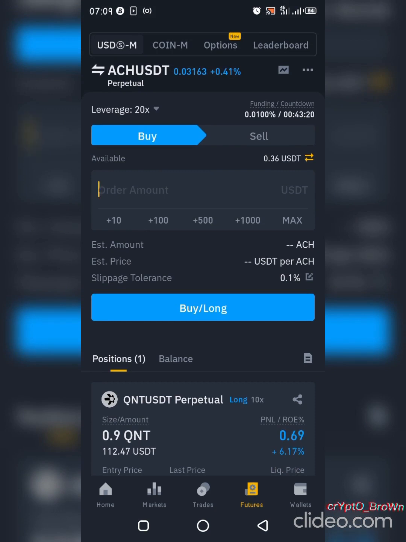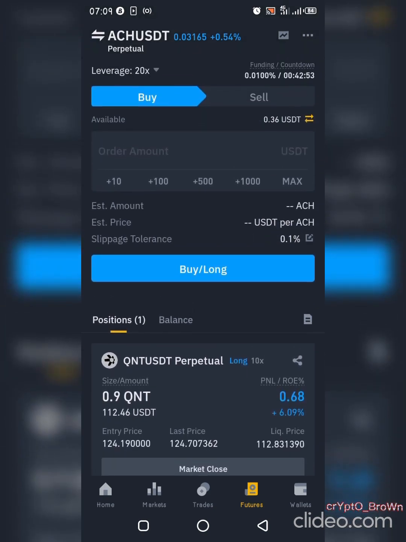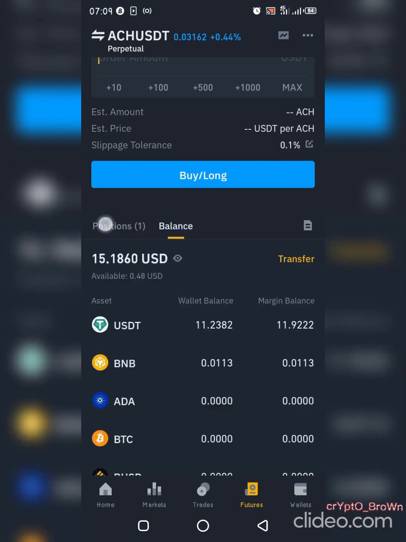Now, trading futures is risky. I've already told you, when you enter into the trading, you'll be asked a whole lot of questions before you'll be able to trade. However, after answering the questions, you'll be displayed this. Now, over the tab here, you can see leverage, funding, and maybe countdown. You can see buy, you can see sell, you can see percentages over here, you can see estimated amount, estimated price, you can see slip rate tolerance, you can see the positions and the balance as well.